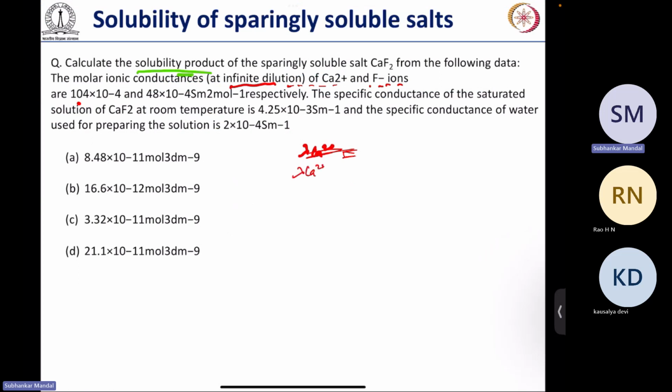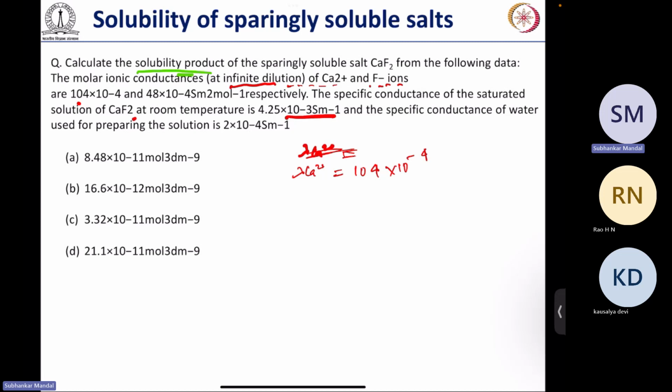So for calcium 2 plus, the conductivity value has been given. What values have they given? Lambda plus they have given. Respectively, the specific conductance of the saturated solution of calcium fluoride at room temperature is this, and the specific conductance of water used for preparing the solution is 2 into 10 to the minus 4 Siemens. So those things they have given.